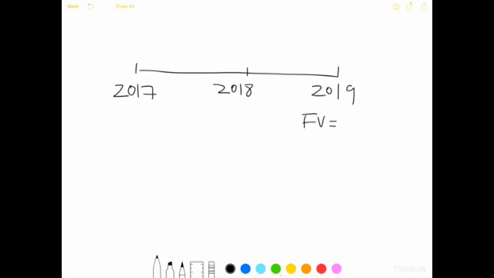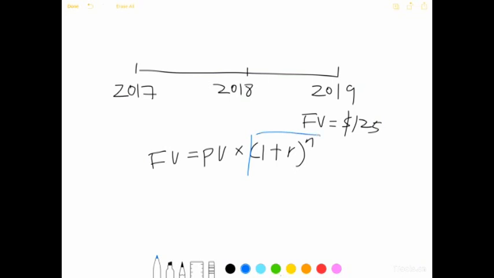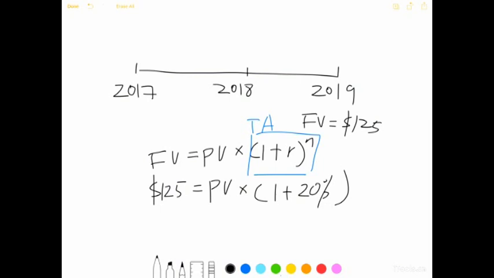Right, so we are using the same equation here. Essentially, all I need to do is to plug in my future value of $125, interest rate of 20% into the equation, right? So that blue area is your table A value. So $125 equals present value times 1 plus 20% to the power of, not 1 this time, it is 2, because you have 2 years, right? From 2017 to 2018 is 1 year, and from 18 to 19 is 1 year, so you have 2 years. So this time your N, which is the period, should be two periods rather than 1.